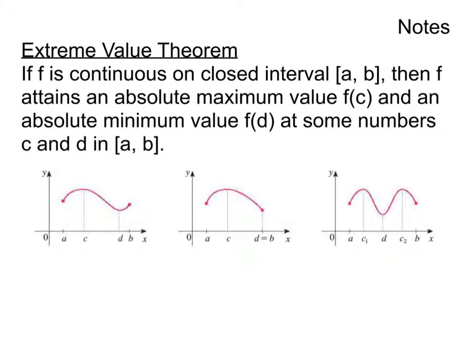So if it's not continuous, then it doesn't necessarily have a maximum or minimum. But if f is continuous on a closed interval, notice the interval has to be closed because otherwise we'd have open dots at the ends and then it might not. Then we actually do achieve an absolute maximum and an absolute minimum at some point.